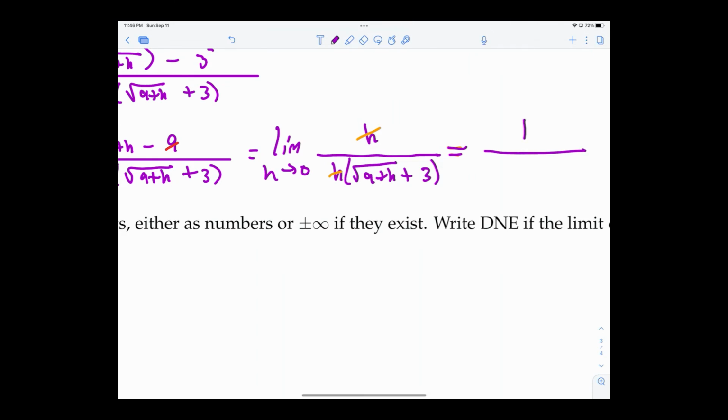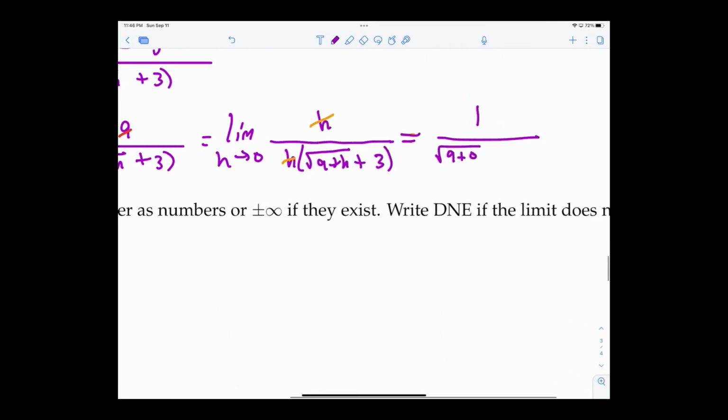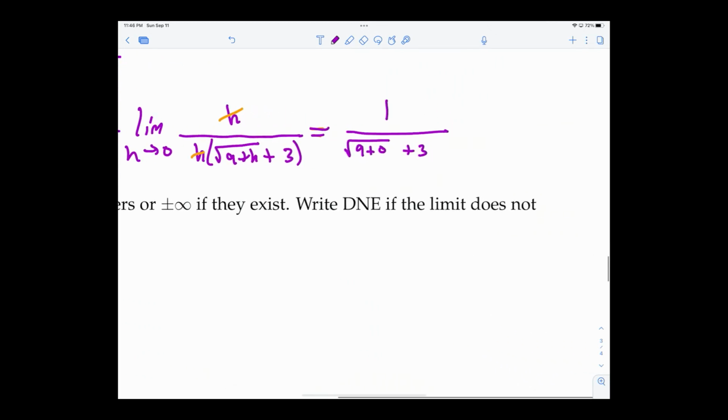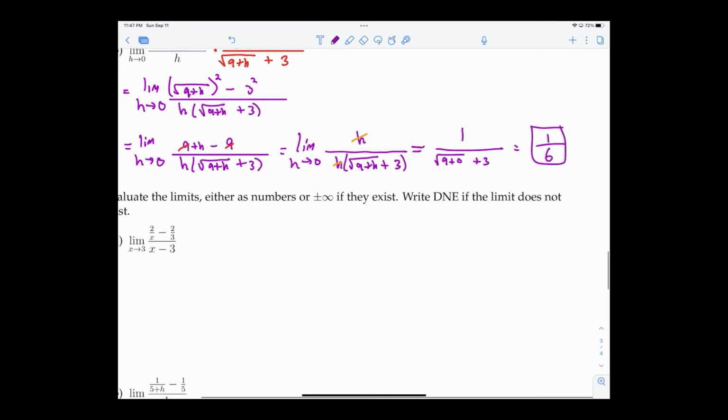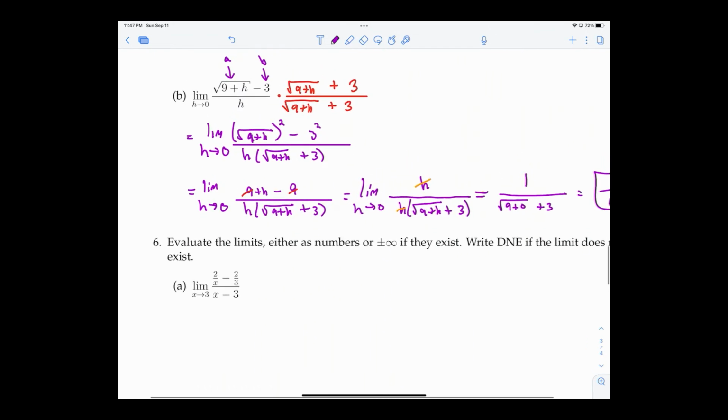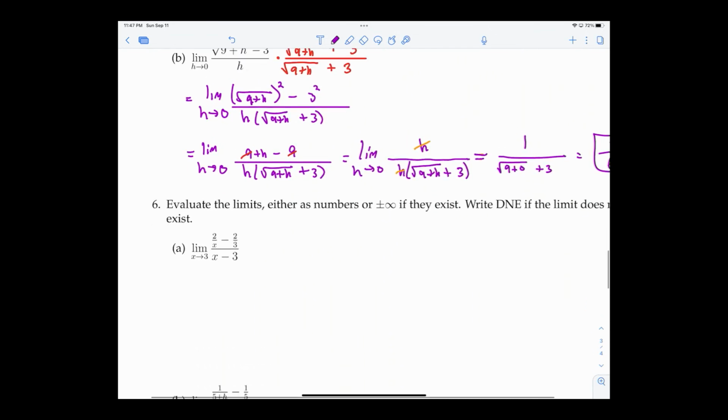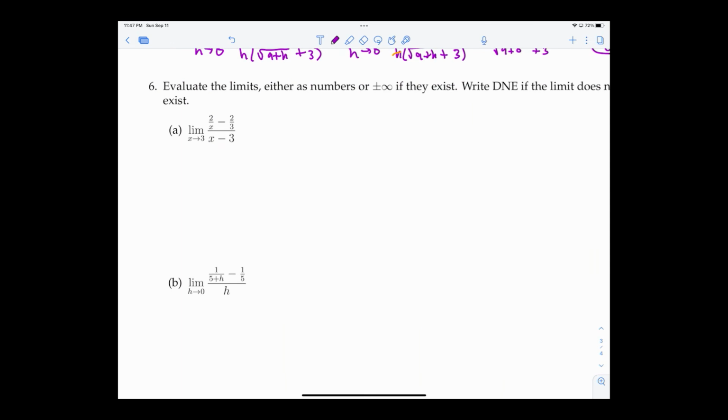So we have 1 over square root 9 plus 0 plus 3. So this is going to be 1 over square root 9, which is 3, so 3 plus 3. So 1/6. Okay. And again, the work was the same as the previous one. It just looked a little different because of the h's. All right. Next question.